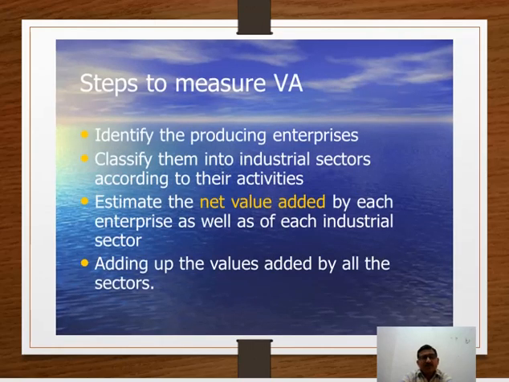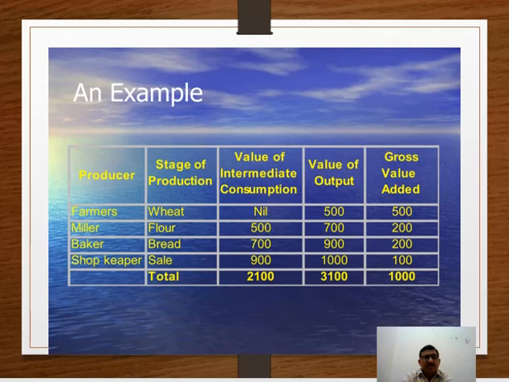After this, there are certain steps in this method. First of all, identify the different producing enterprises in an economy. Classify these enterprises into different industrial activities. Then estimate net value added by each enterprise as well as each industrial unit. Then add up the values of all these sectors.